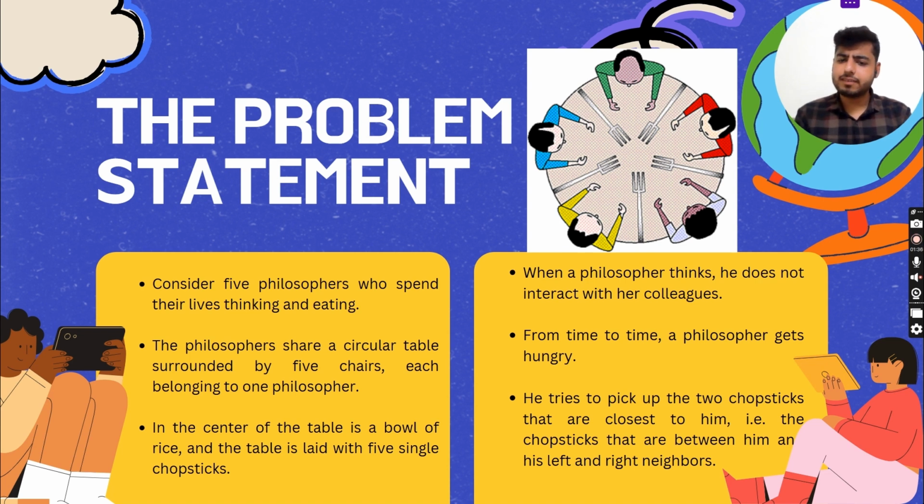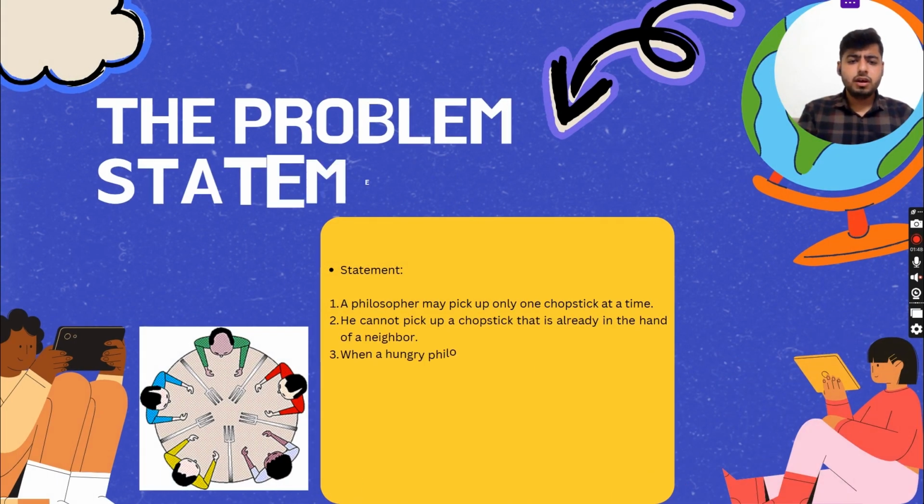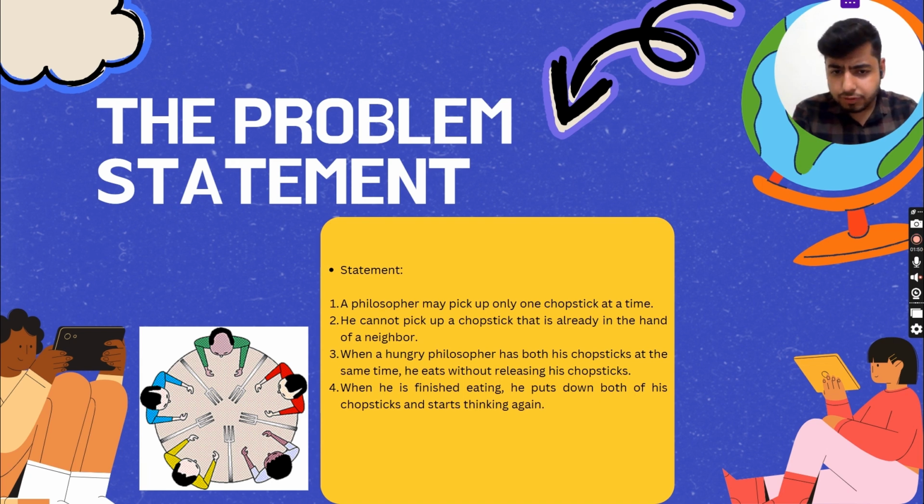From time to time, a philosopher gets hungry. He tries to pick up the two chopsticks that are closest to him, that is, the chopsticks that are between him and his left and right neighbors. Now, the next part of the statement: a philosopher may pick up only one chopstick at a time. He cannot pick a chopstick that is already in the hand of a neighbor. When a hungry philosopher has both his chopsticks at the same time, he eats without releasing his chopsticks. When he finishes eating, he puts down both of his chopsticks and starts thinking again.